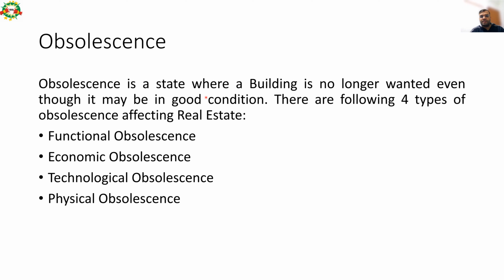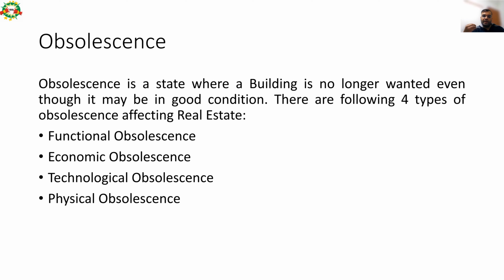So obsolescence is a state where a building is no longer wanted even though it may be in good condition. I repeat, obsolescence is a state where a building is no longer wanted even though it may be in good condition. There are basically 4 types of obsolescence which affect real estate: functional obsolescence, economic obsolescence, technological obsolescence, and physical obsolescence. We have to understand these 4 types.